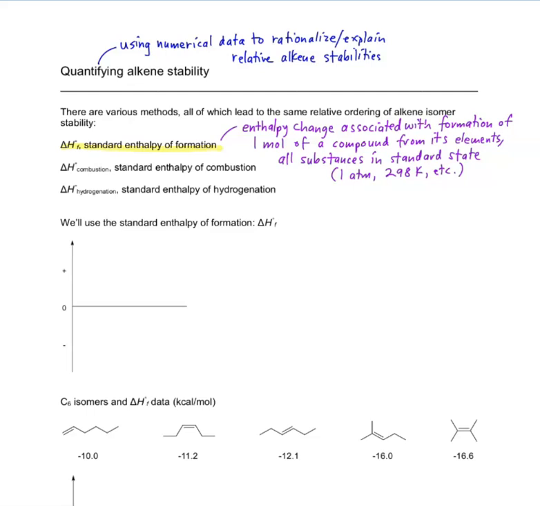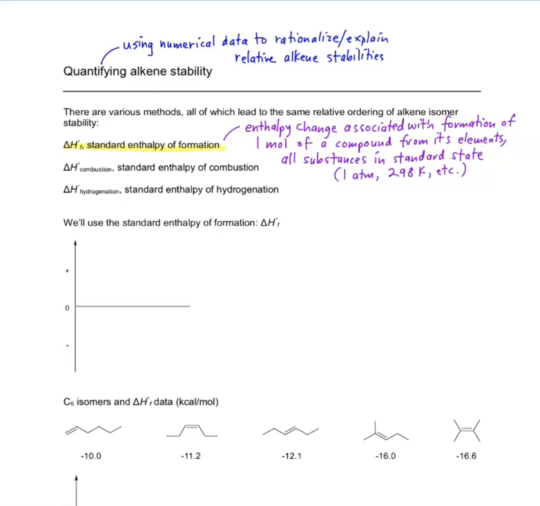You could measure the heat of combustion or the standard enthalpy of combustion. So you could combust an alkene, see how much energy is released, and then compare that to the energy released by the combustion of other alkene isomers. Or you could use a reaction called a hydrogenation, which we'll look at later in this packet of notes, where you're attaching hydrogens to the alkene and converting it into an alkane. That also releases energy, so you could compare those energies as well. Using the standard enthalpy of formation, there are two possibilities.